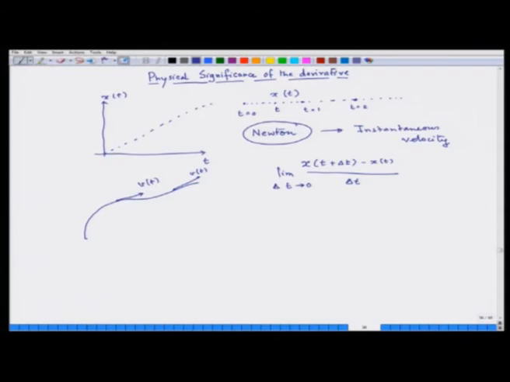Remember, if I make delta t smaller and smaller, this distance also becomes smaller and smaller. So, do not think it is just a 0 by 0 thing that I can forget about. No, the interesting thing is that this is a number, and that is called the instantaneous velocity at the point t. This is called the instantaneous velocity at the point t, at the time t.